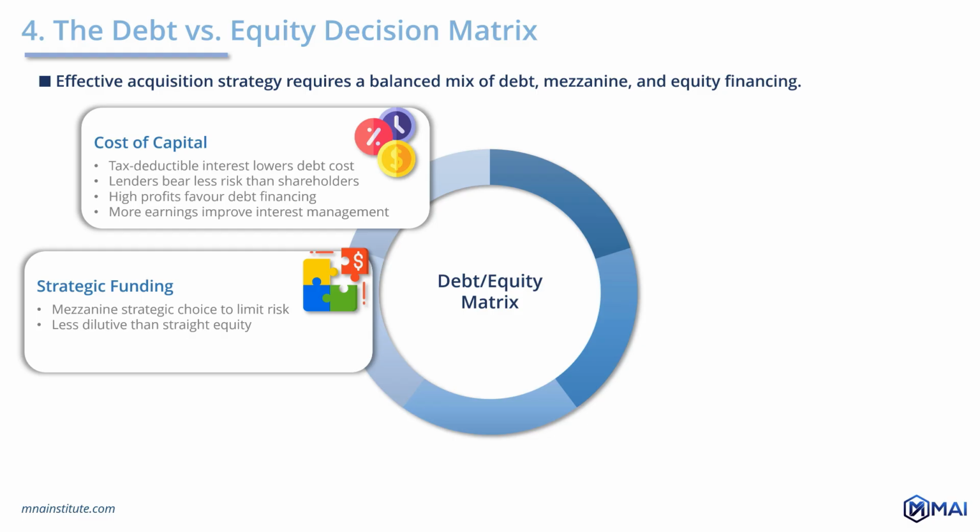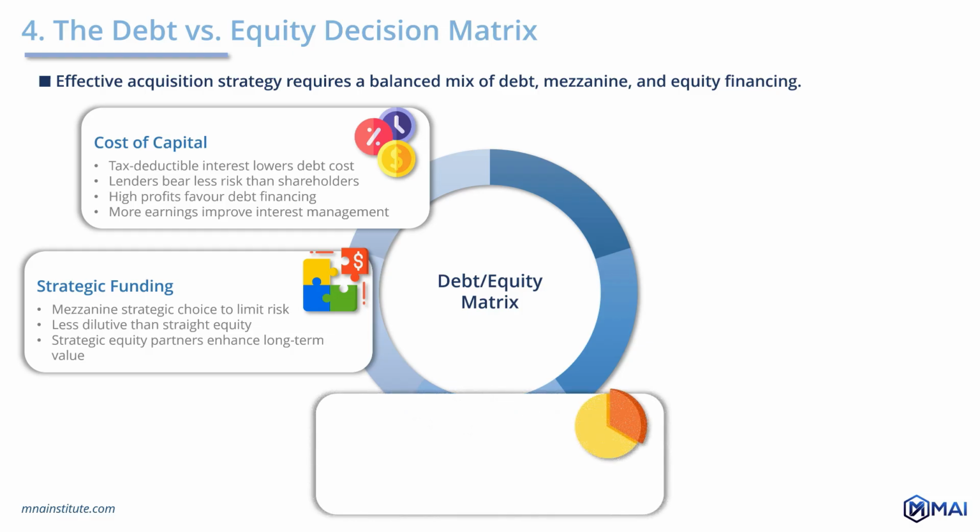Equity considerations. In scenarios where the burden of debt could be too constraining or where strategic investors might bring more than just capital, such as technology or market access, opting for equity or a strategic equity partner can create greater long-term value. 3. Ownership dilution versus control trade-off.